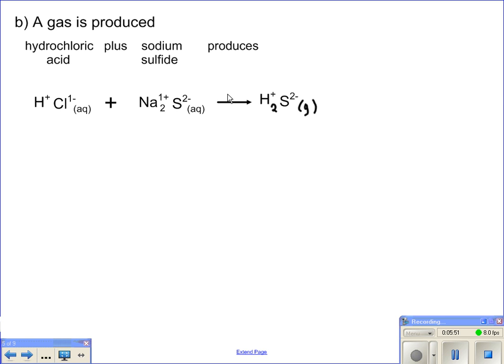Now this is in fact a gas. This is hydrogen sulfide. It is the smell of rotten eggs. It is not very pleasant.